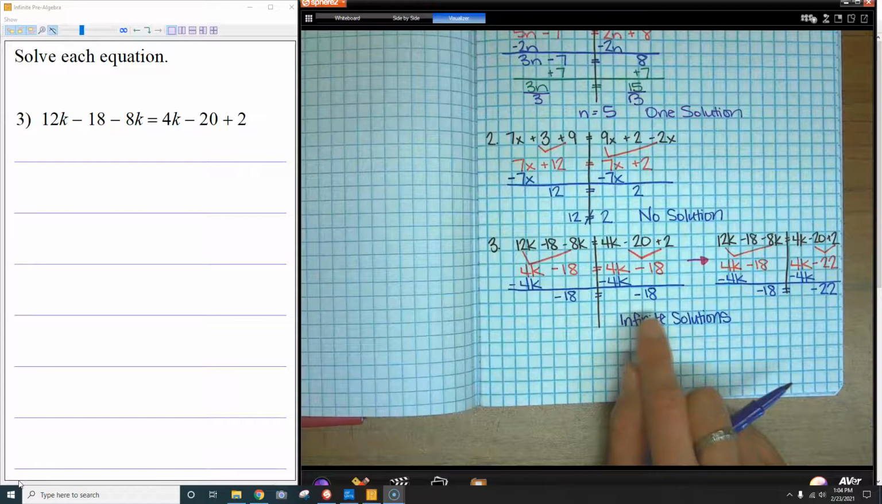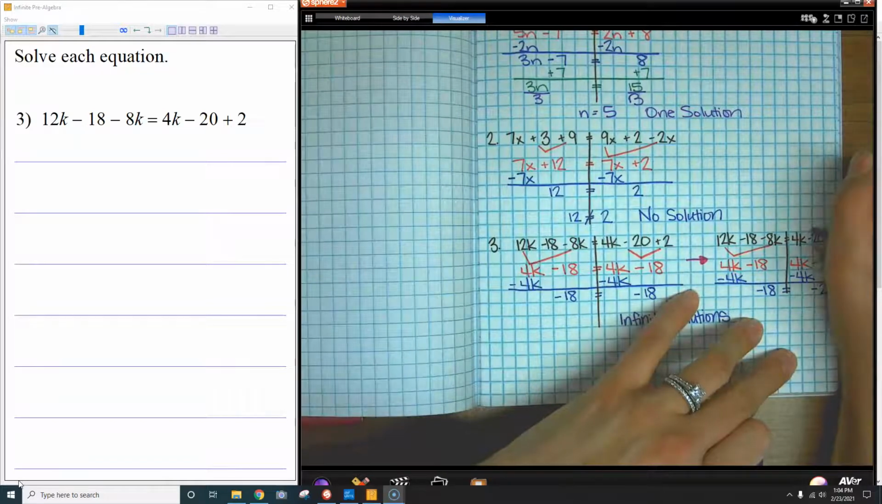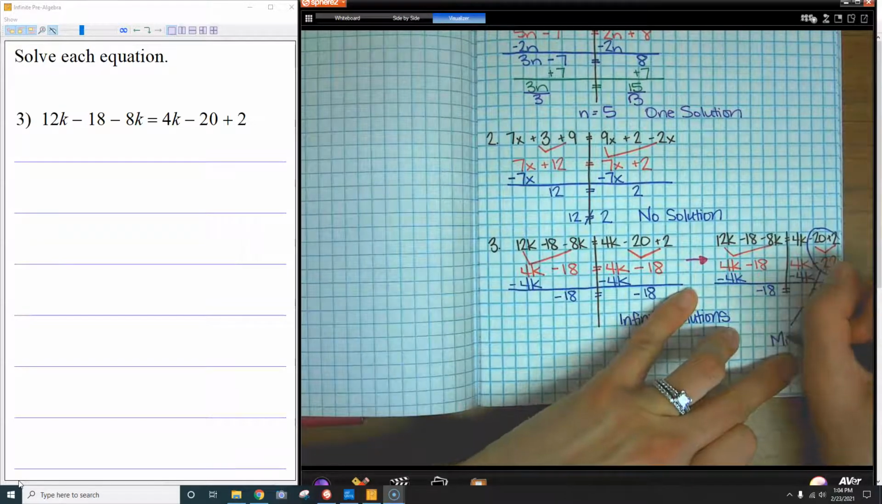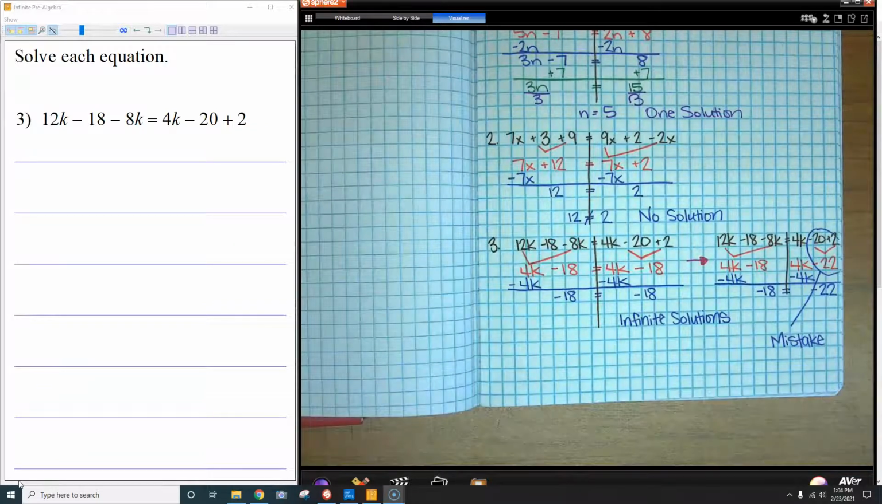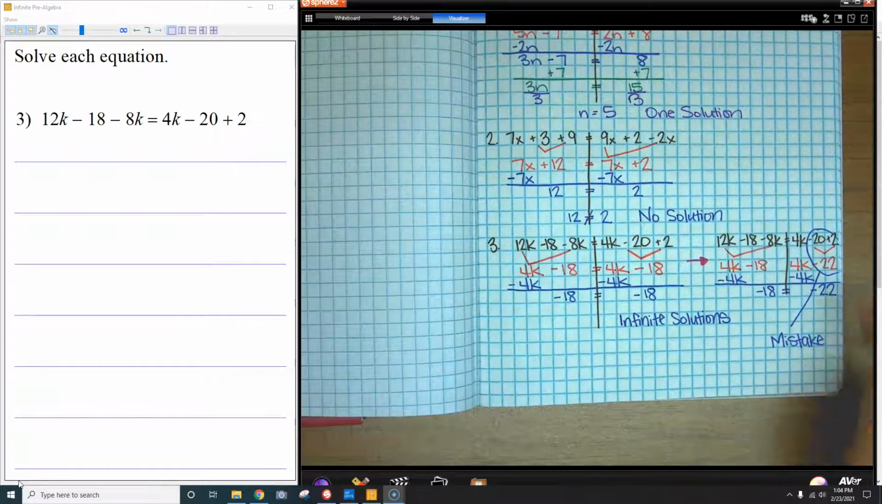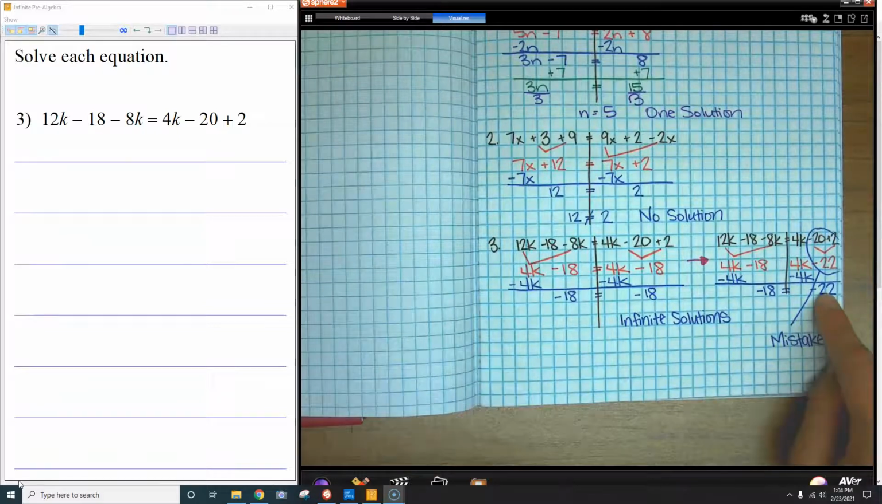So a simple mistake can lead us to getting the wrong type of solution. So please make sure that if you don't know your positive and negative rules, that you use a calculator. Okay, so a simple mistake of negative can make our equation go from infinite solution to an example of no solution.